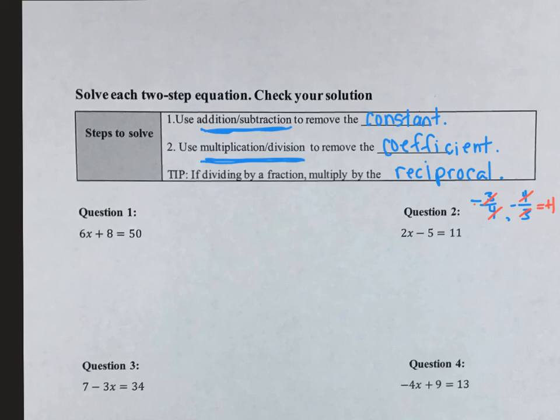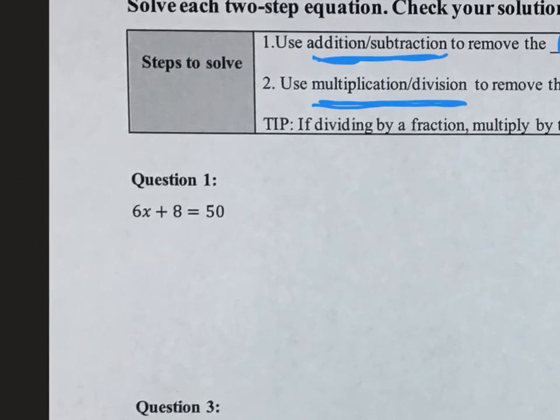Now let's take that knowledge and apply it to the work we're doing here. Let's take a look at question number 1. We are going to use our steps to solve this two-step equation. Our first step is to use addition or subtraction to remove the constant, which is just a number by itself. In question 1, the constant is positive 8. To undo positive 8, we use the inverse operation of plus, which is subtraction, and we subtract 8 from both sides to balance the equation. On my left side, I've got 6x plus 8 minus 8, so I'm left with 6x. On my right side, 50 minus 8 is 42.